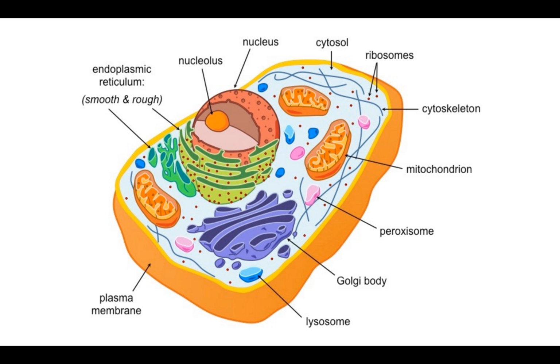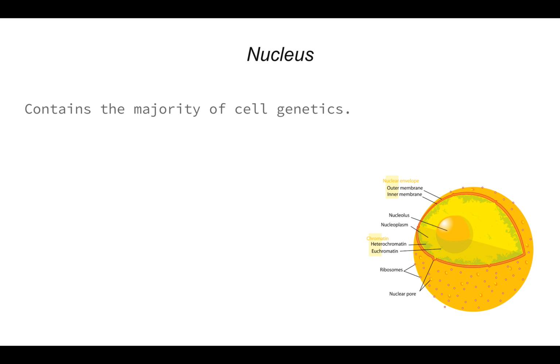So next, we're going to do the eukaryotic cell. This is a much harder cell to draw and to memorize all the organelles because there's just so much more to remember from it. Okay, so let's get into it.